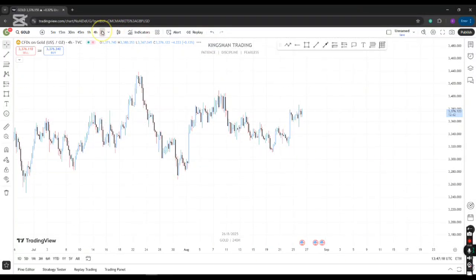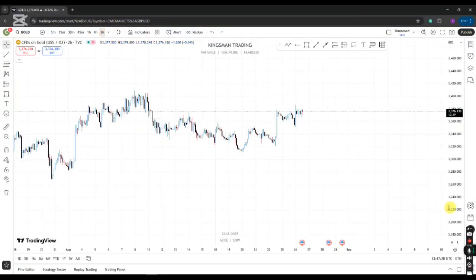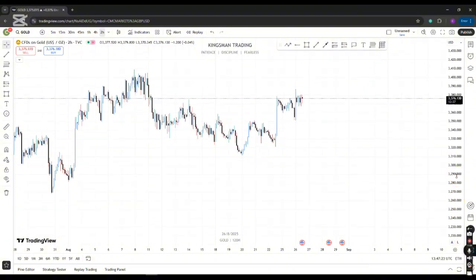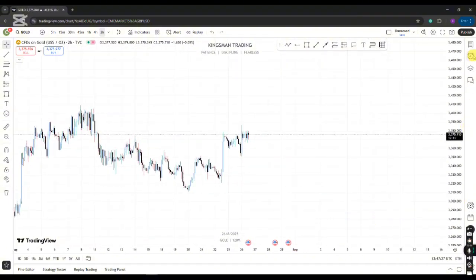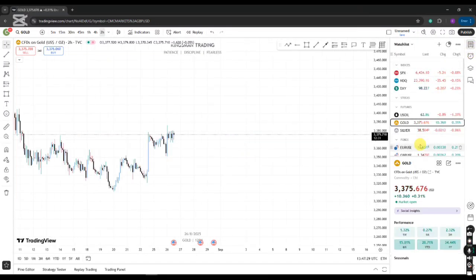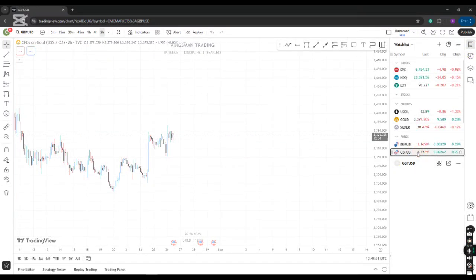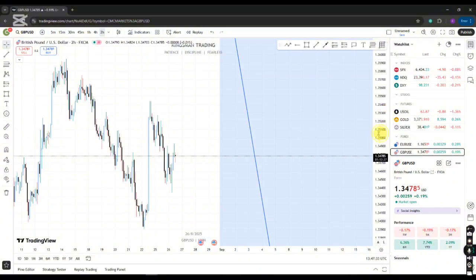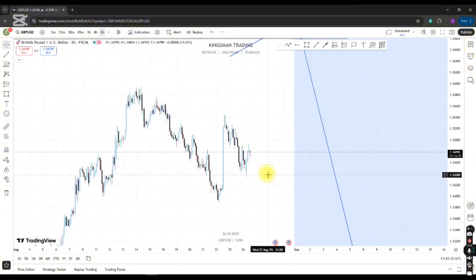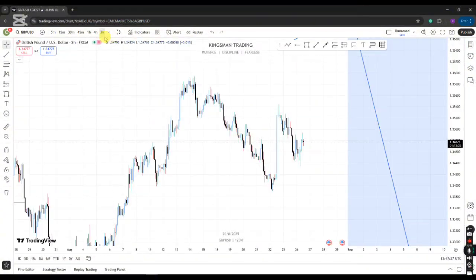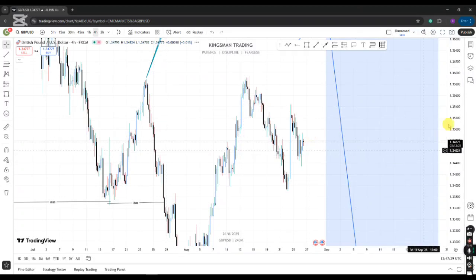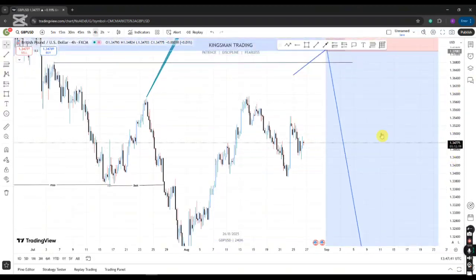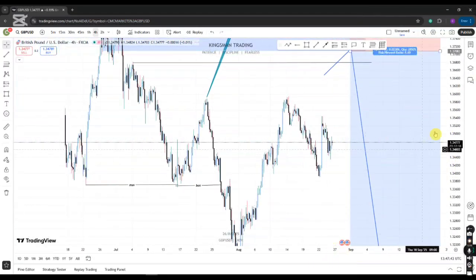Let me move down to the 2 hour time frame. I think it is very clear. Hold on. Let me just use this GBPUSD setup that I have here. Now I have this set up on GBPUSD.